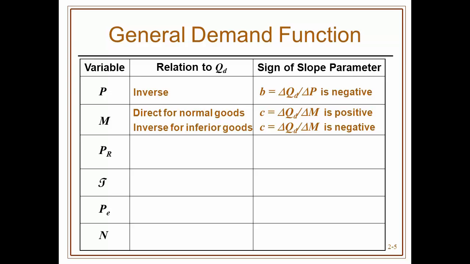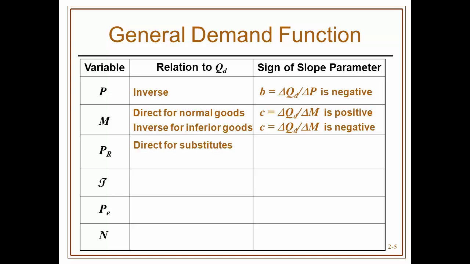And I forgot to mention, for normal goods, the coefficient of C is expected to be positive. So one nice thing about looking at the signs of these slope parameters is that sometimes it might not be very clear how consumers perceive your product to be. You might have something that's kind of on the edge. Well, I'm not sure if it's a normal good or if it's an inferior good. Well, if you can do some statistical analysis and observe what the sign of the C variable is, then that gives you a better idea.